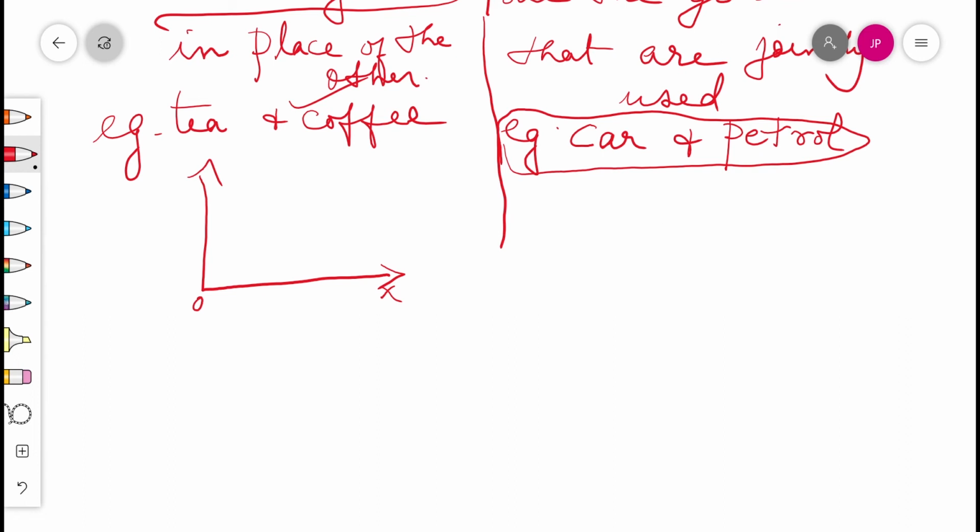Actually, always on the OX axis, we mark demand. Demand itself. But in my previous example, demand for apple, here substitutes are there. So, a very general example: demand for tea. Do not change it. This is best to learn. Demand for tea and price of coffee. Always on the OY axis, price. Here only the price of coffee changes.